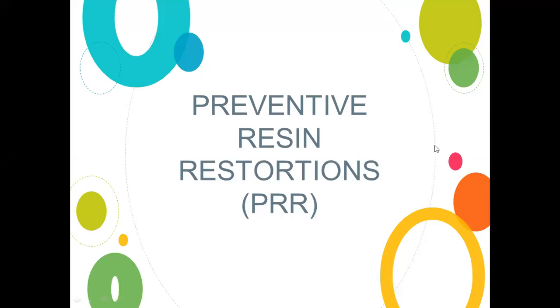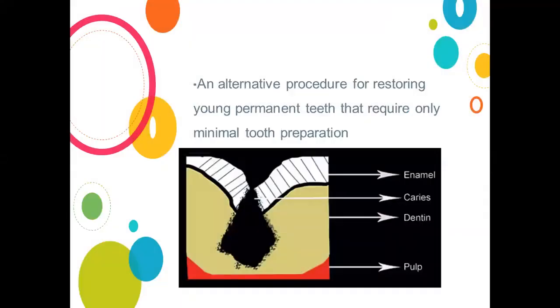PRR, or preventive resin restorations, are a natural extension of the use of occlusal sealants, that is, pit and fissure sealants. It is an alternative procedure used for restoring young permanent teeth that require only minimal tooth preparation for caries removal, but also have adjacent susceptible fissures.